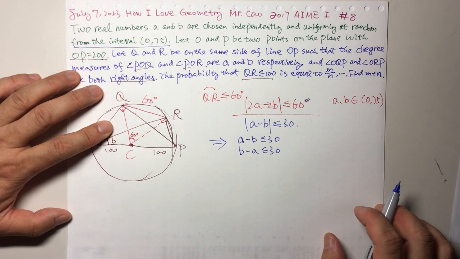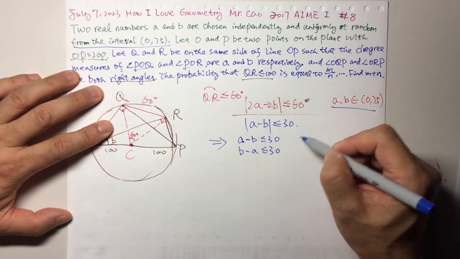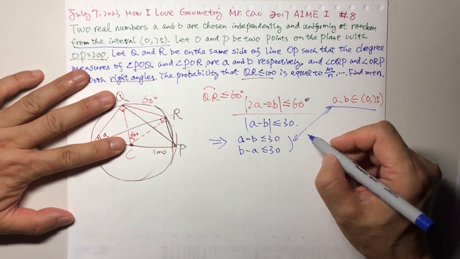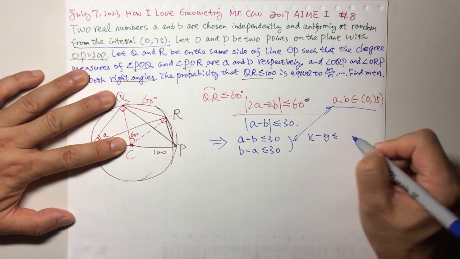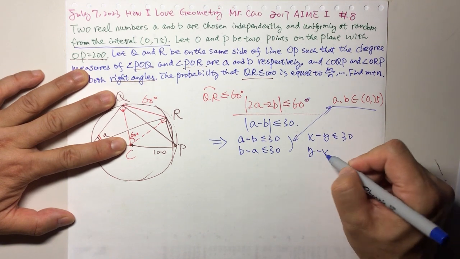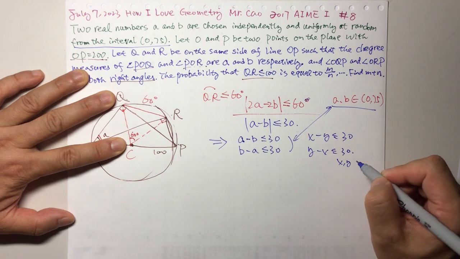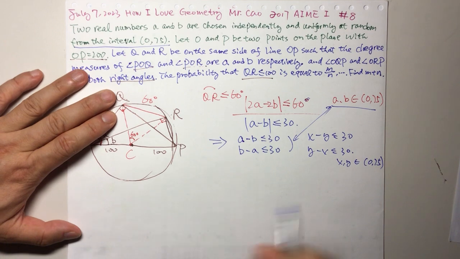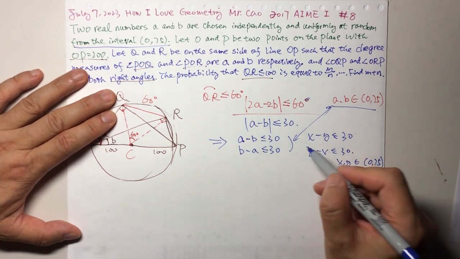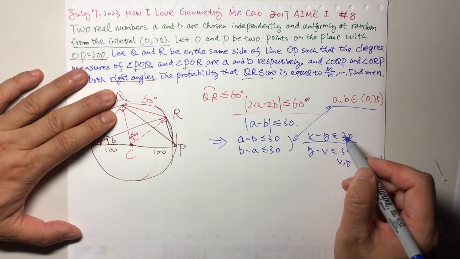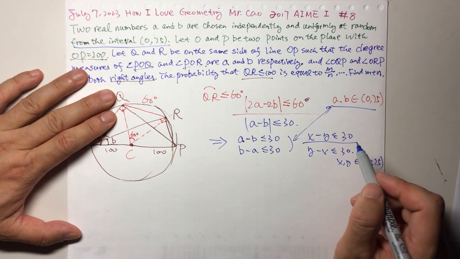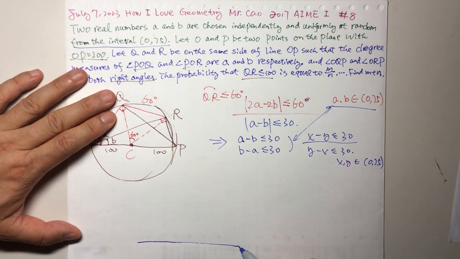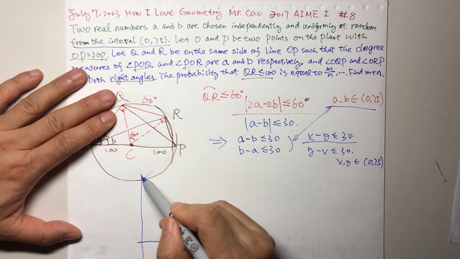So if we want to find the probability for this, how to get this one? I convert it to x and y. x minus y less than 30, and y minus x less than 30, and x and y are both between 0 and 75. So how to get the probability of this one? Of course, these are the lines x minus y equals 30 and y minus x equals 30. So I will draw like here. Look at here.